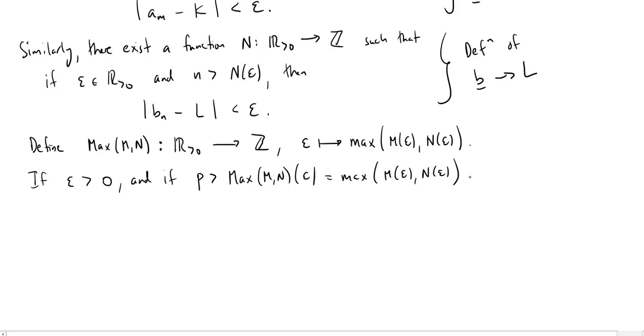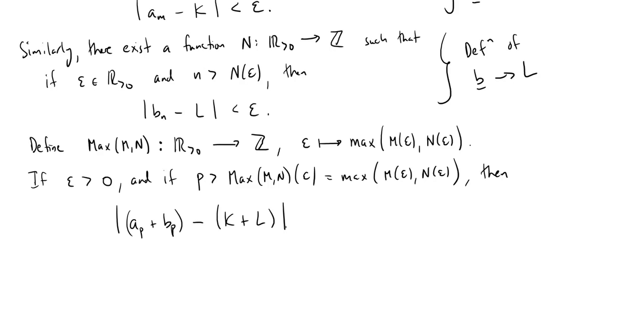If I go out this far, then I want to know how far away the pth term of my sum sequence, which is AP plus BP, is from K plus L. And of course, in the end, I would like to show that it's less than, well, almost epsilon. I'm actually going to, again, use the Inspired Choice Theorem and show that it's less than some constant times epsilon. All right, well, maybe I'll choose a different letter than K.